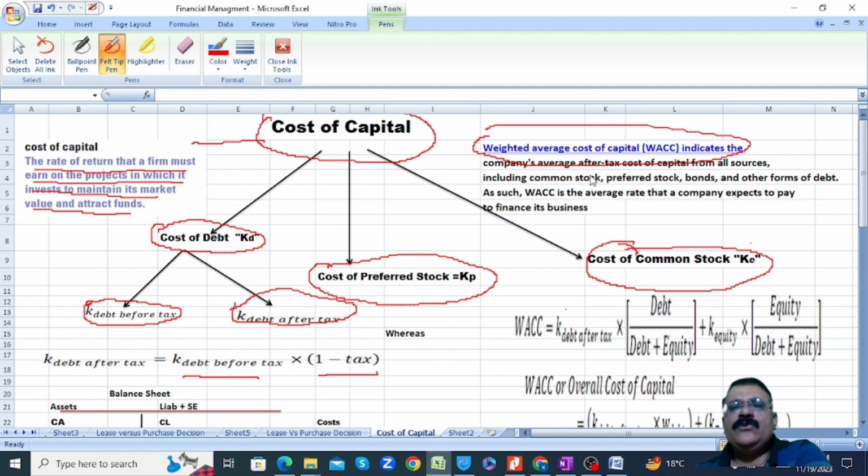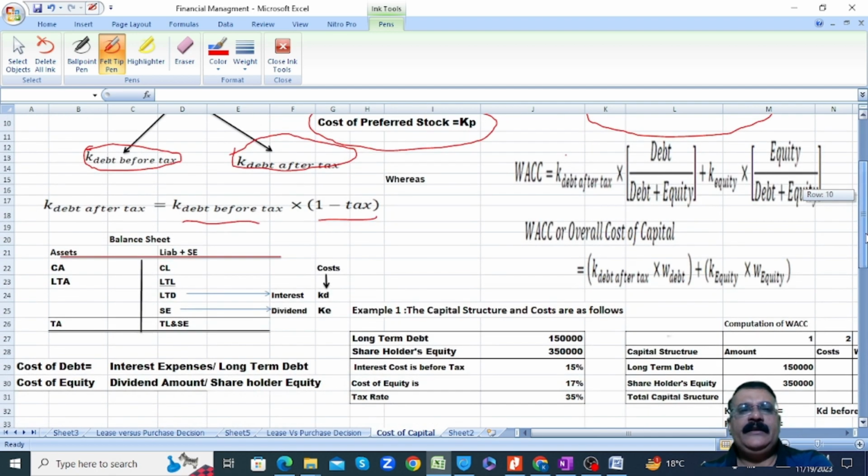So weighted average cost of capital is the company's average after-tax cost of capital from all sources including common stock, preferred stock, bonds and other forms of debt. As such, weighted average cost of capital is the average rate that a company expects to pay to finance its business. Now we simplify this concept by using a balance sheet.